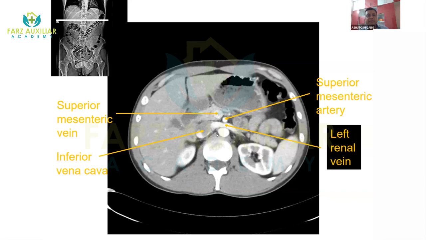Then you can see the right kidney also. Now right kidney is starting to appear. This is right lobe of the liver, left lobe of the liver. This is the rugae of the stomach, and this one is the pancreas, left kidney, the spleen, splenic flexure of the colon.